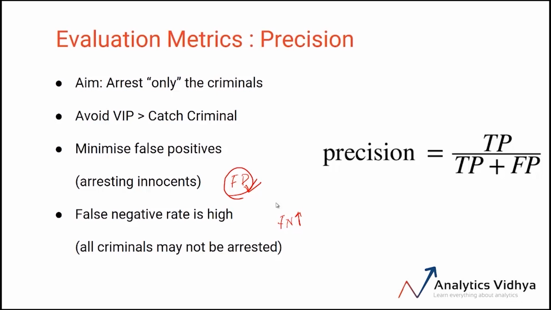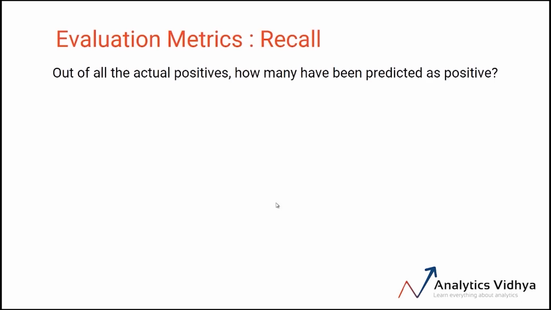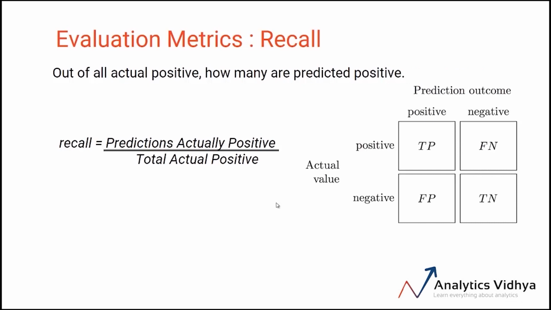Let us turn to the second evaluation metric we'll learn in this video, called recall. This is also fairly commonly used in the industry. Recall can be defined as: out of total actual positive values, how many did the model predict as positive? Let us use the confusion matrix to understand this better. So we have the total actual positive values, which is the true positive, against the total positives.